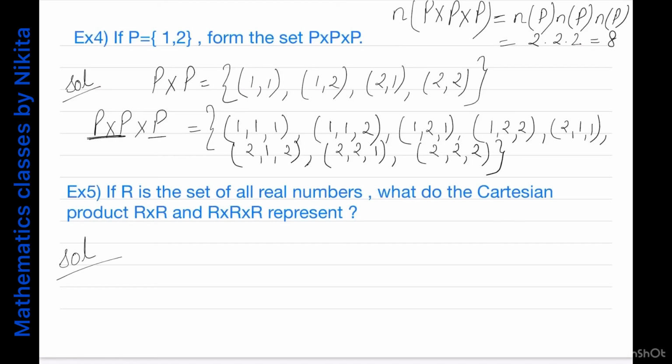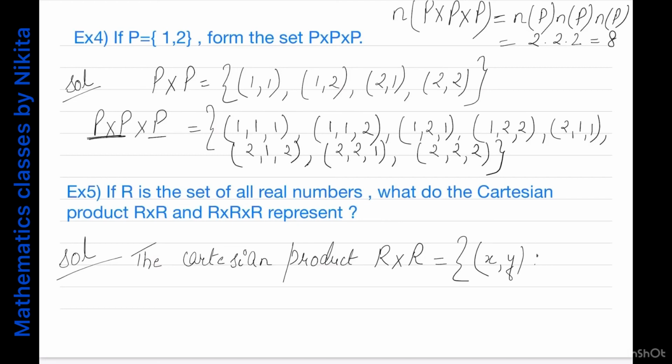Example number 5 says if R is the set of all real numbers, what do the Cartesian product R cross R and R cross R cross R represent? Okay, so first of all, the Cartesian product R cross R. What is this? R means R is the set of real numbers. So what will R cross R be? The set of all ordered pairs of the form x comma y such that x and y are coming from the set of real numbers. Okay, so this is your R cross R.